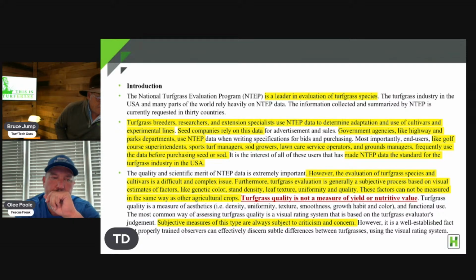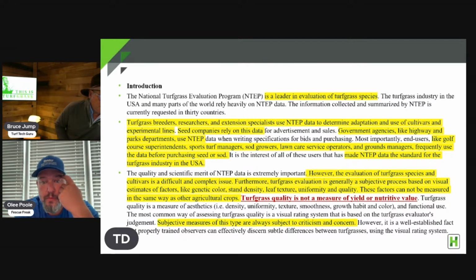It talks about using scientific data, evaluation of turfgrass species, and Ole, this is very important. However, the evaluation of turfgrass species and cultivars is a difficult and complex issue. Furthermore, turfgrass evaluation is generally a subjective process. I don't like that word, but it's where we are right now. It's a subjective process based on visual estimating factors like color, stand density, leaf texture, uniformity, quality. These factors cannot be measured in the same way as other agricultural crops. Turfgrass quality is not a measure of yield or nutritive value. It's a measure of aesthetics. That's the world we live in, Ole.